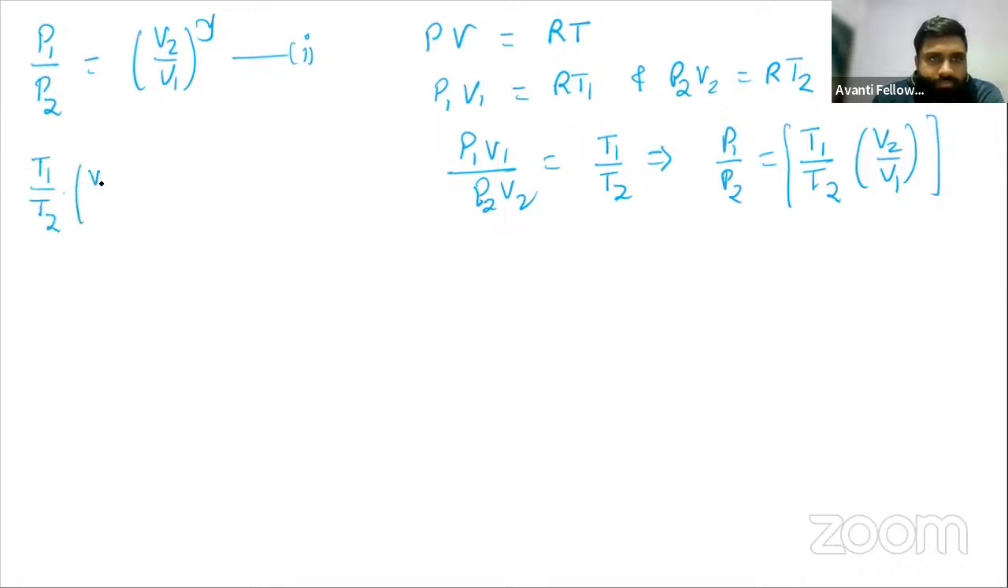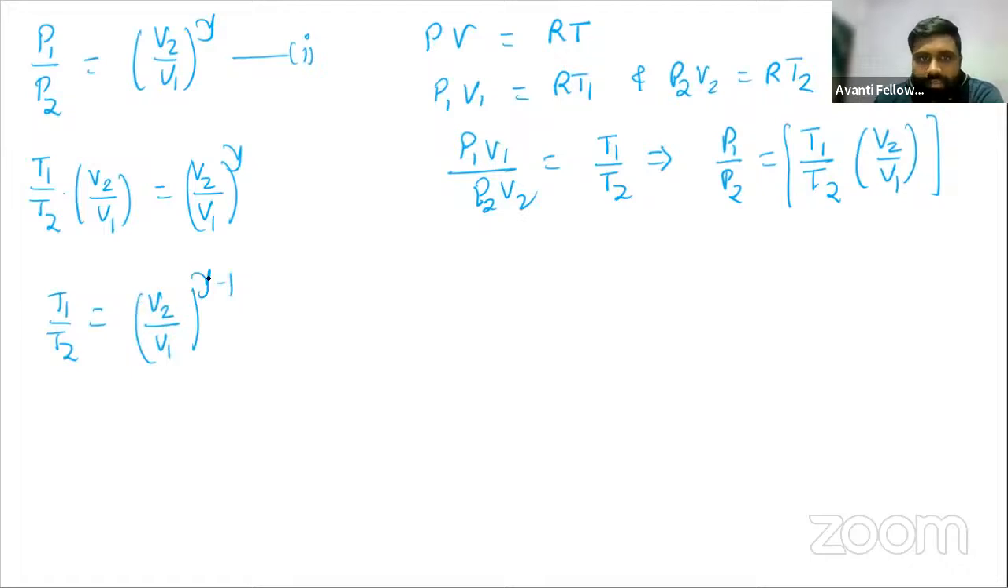T1 by T2 is V2 by V1 raised to the power gamma minus 1. So you can remember this relation for the adiabatic process, that T times V raised to the power gamma minus 1 is constant. Okay, so this you can remember for the two processes.